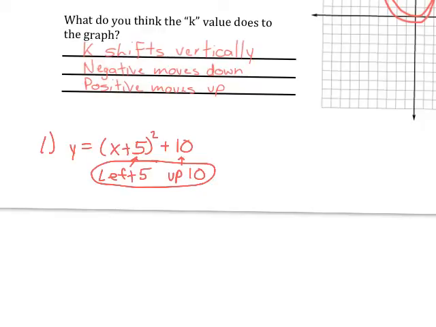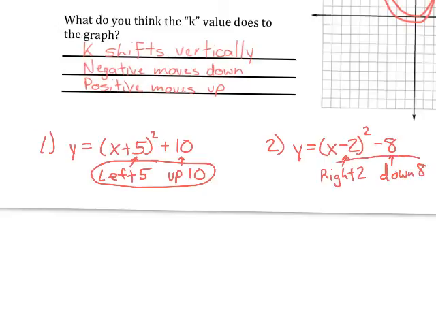The second example, with the opposites. Say we had y equals x minus 2 squared minus 8. This minus 2 would tell you right 2. That minus 8 would tell you down 8. And that would be your answer.